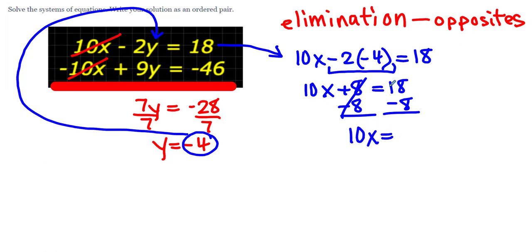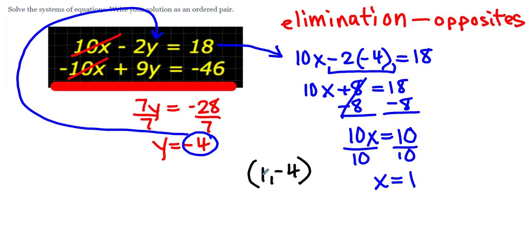On the right side, 18 minus 8 is going to leave us with a positive 10, which is kind of nice because then when I divide by 10 on each side, I'll have my x value being equal to 1. And now that I have my x value, I'm going to put 1 comma negative 4, and that's the solution to this system. So again, when you have x's lined up, y's lined up, constants lined up, you want to look for elimination.